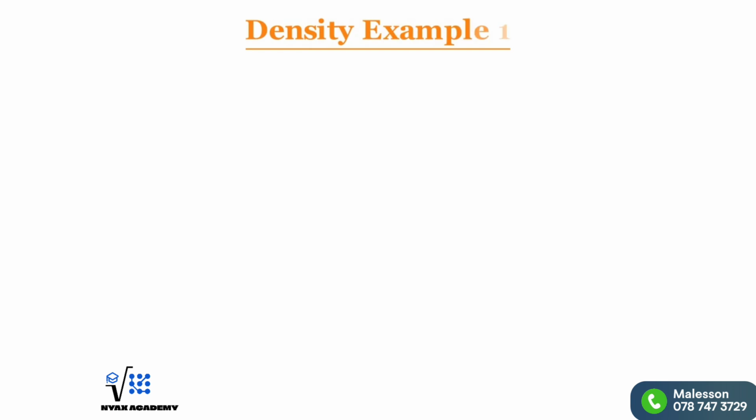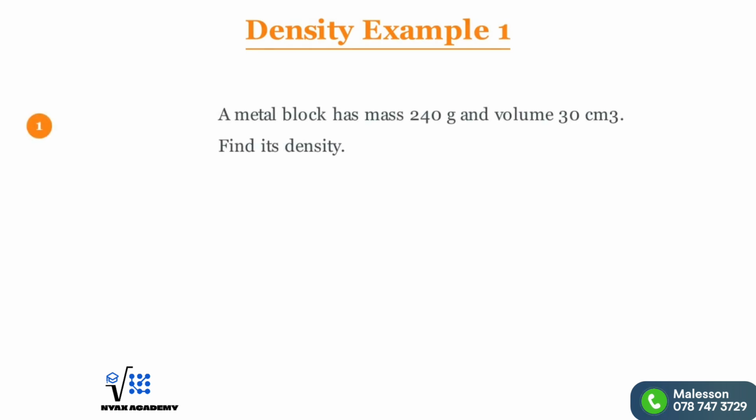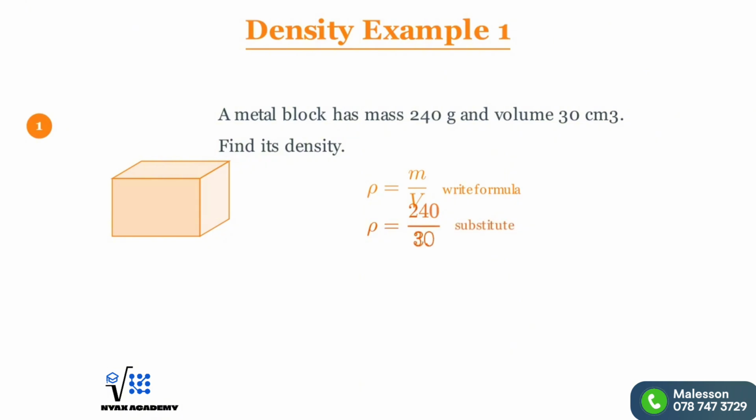Let's take a look at an example to find the density of a metal block that has a mass of 240 grams and a volume of 30 cubic centimeters. We write down our formula and substituting our values, we get a density of 8 grams per cubic centimeter.